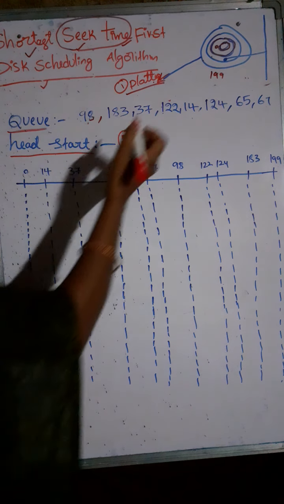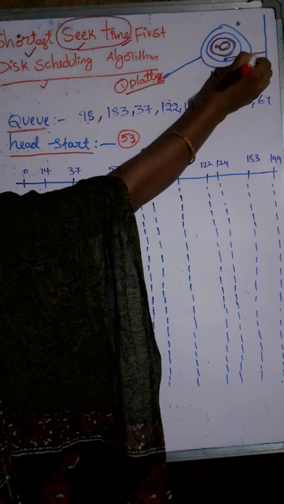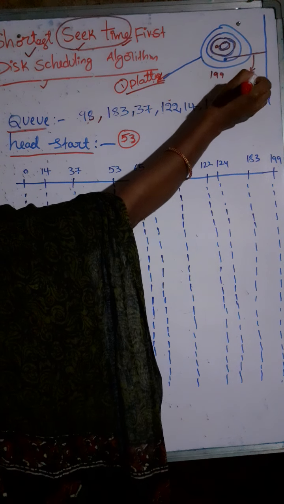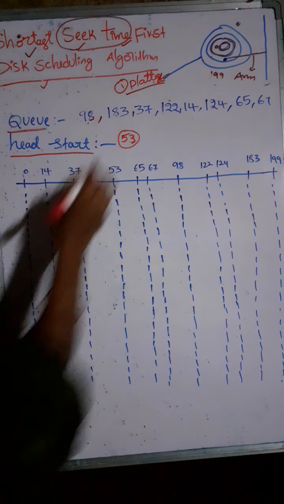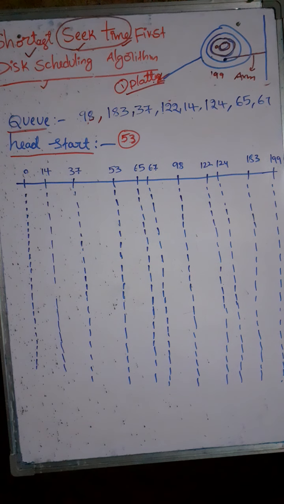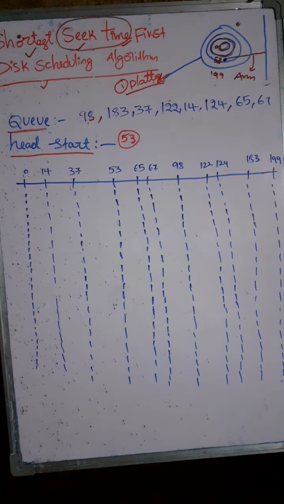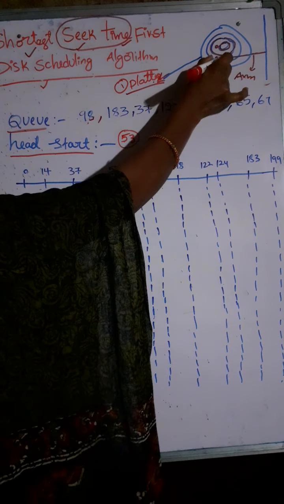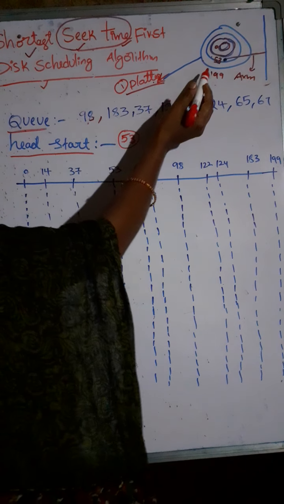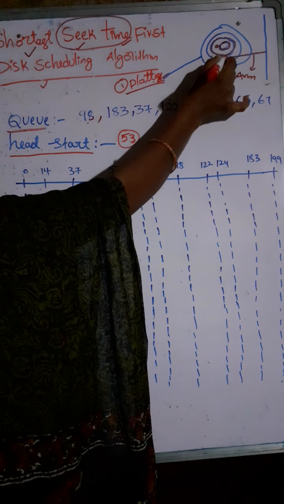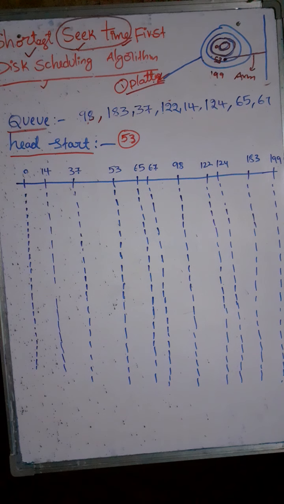199. So here if you observe, this line indicates the disk arm. This is called the disk arm, and this point is called the read or write head. Now let us assume that this is track number 53. That means the read or write head is at track number 53. So we can read the data from the disk or write the data into the disk only at track 53, because the head is at track 53 only.